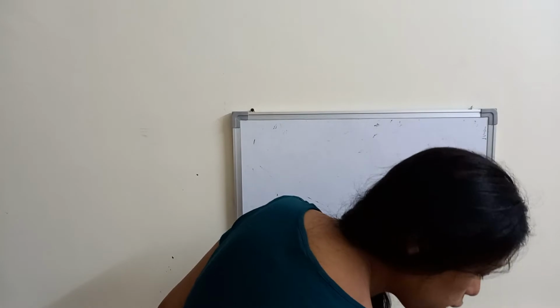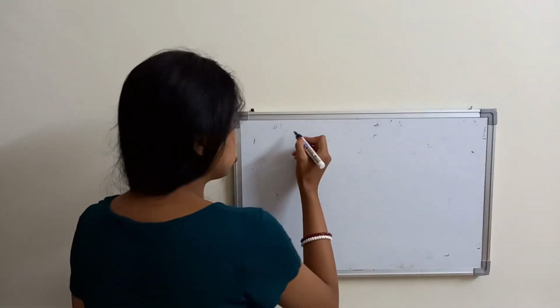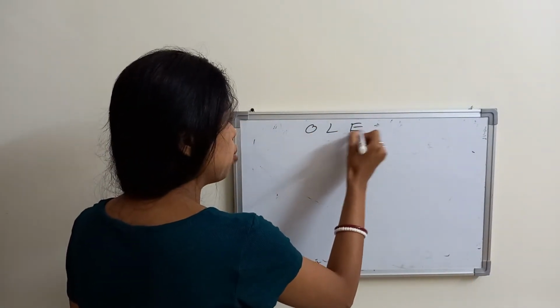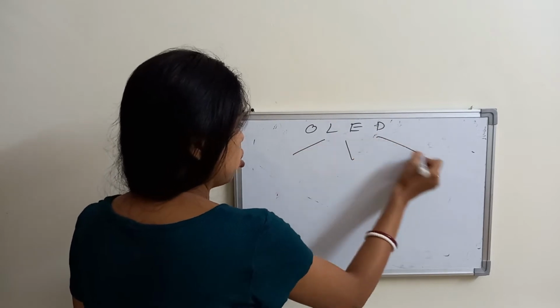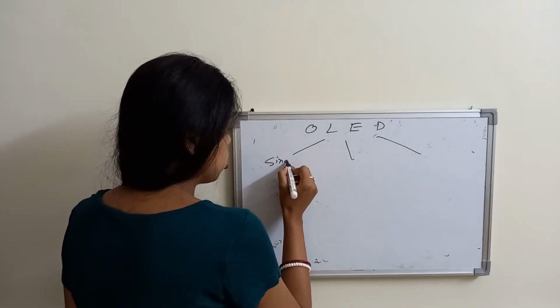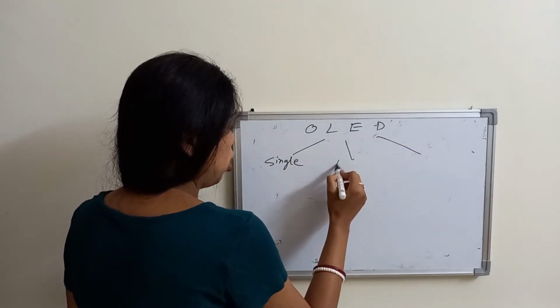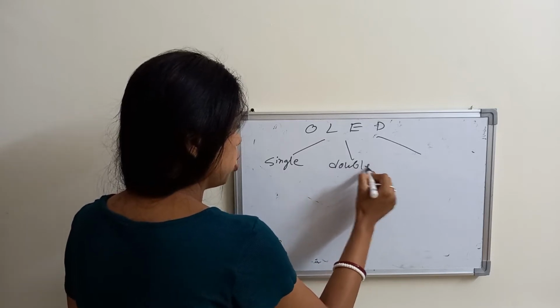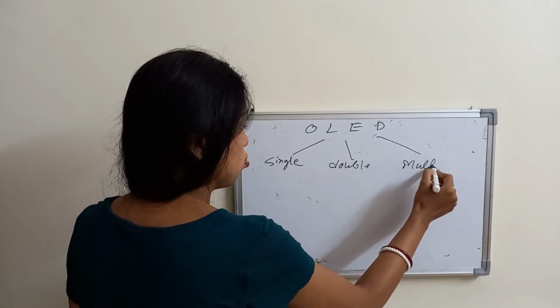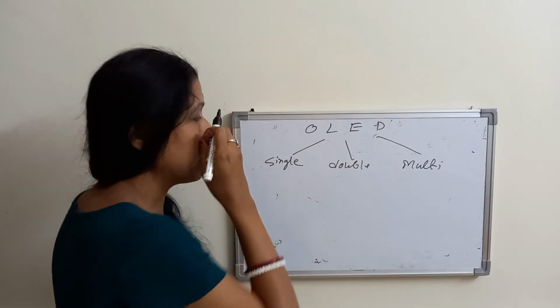Basic structure of the OLED. Based on the structure, OLED can be divided into three parts: single layer, double layer, and multi-layer. These three kinds you can divide.